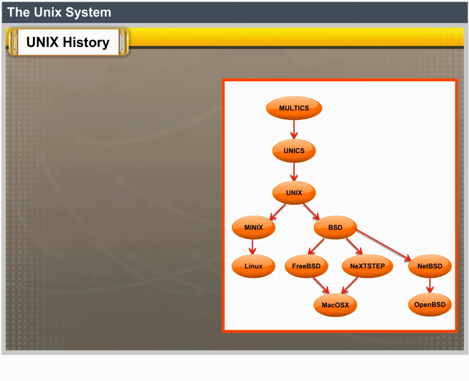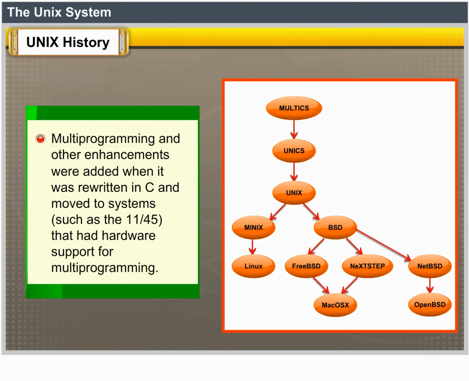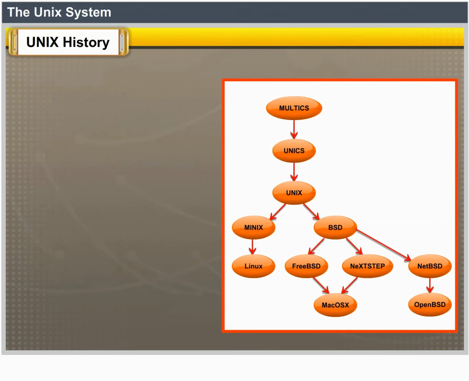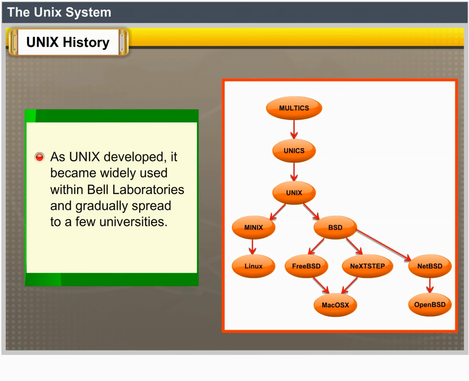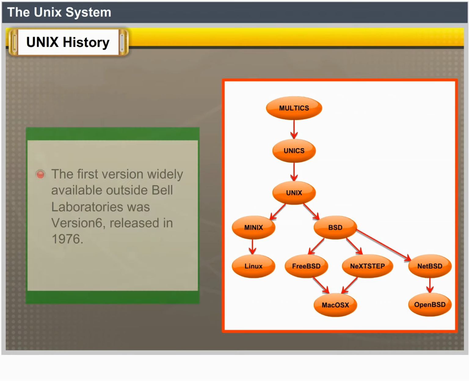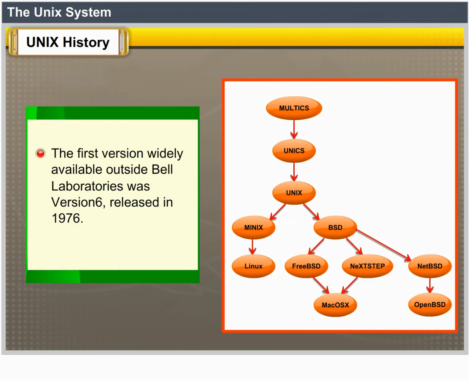Multiprogramming and other enhancements were added when it was rewritten in C and moved to systems such as the 11/45 that had hardware support for multiprogramming. As Unix developed, it became widely used within Bell Laboratories and gradually spread to a few universities. The first version widely available outside Bell Laboratories was version 6, released in 1976.